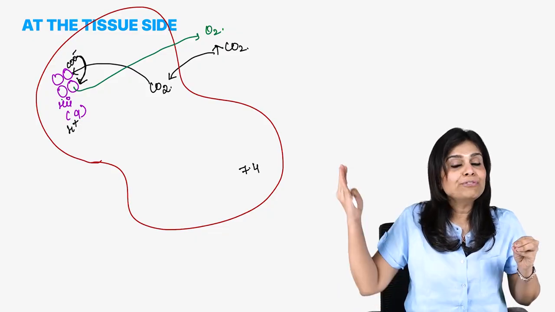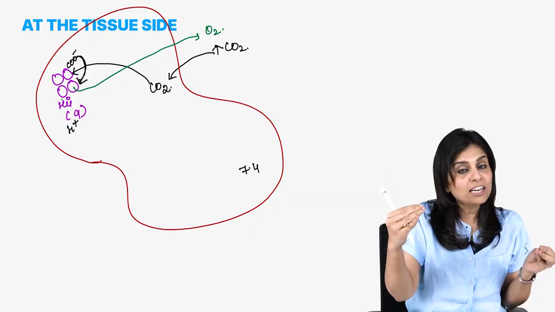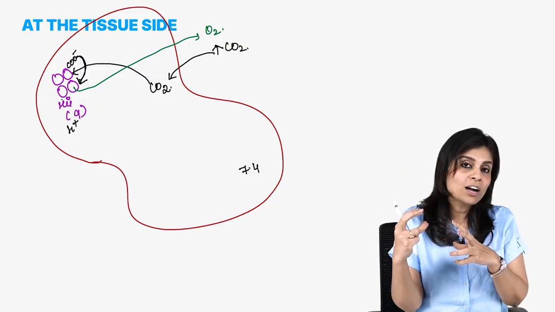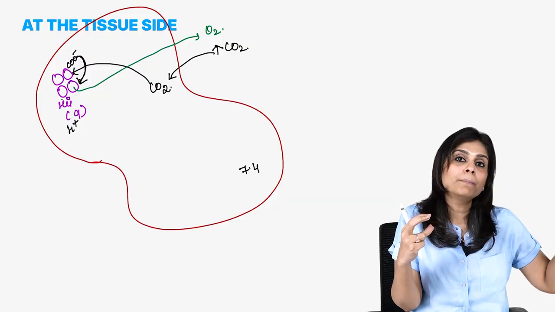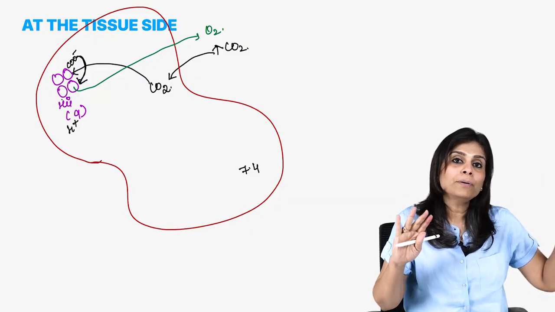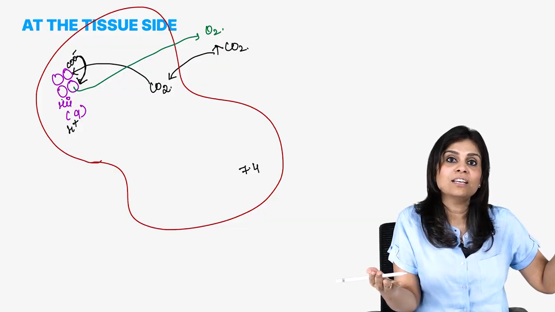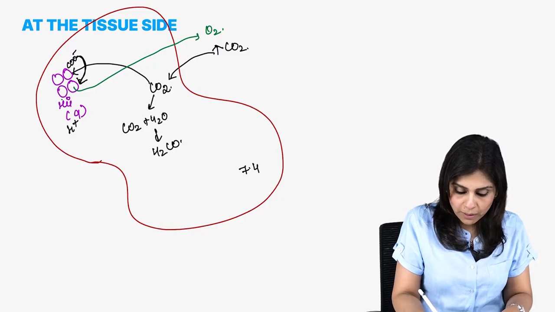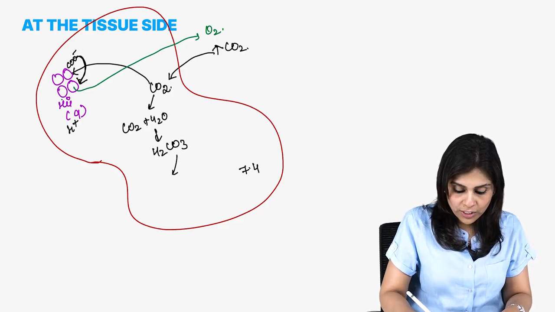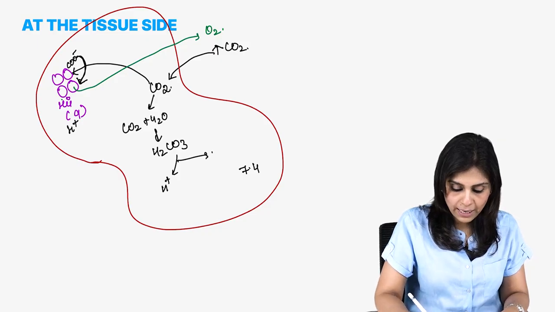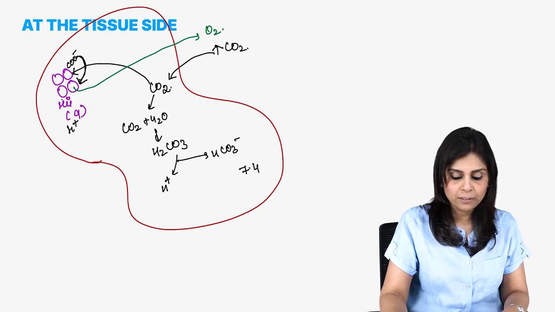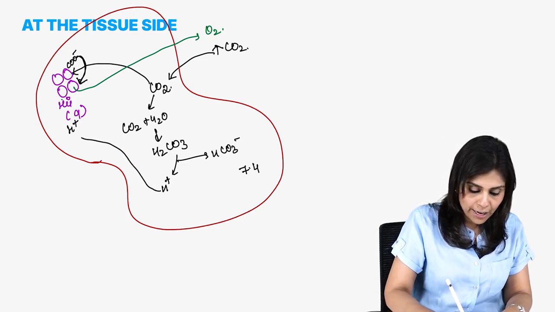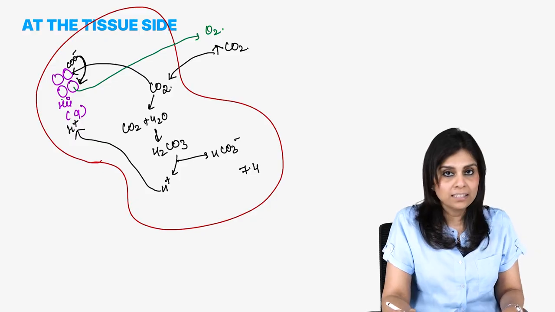I told you after carbon dioxide diffuses into RBCs, only very few carbon dioxide molecules form carbamino compounds. So what will happen to the majority of carbon dioxide molecules? Most of these carbon dioxide molecules react with water to form H2CO3. That H2CO3 dissociates to form H+ and bicarbonate. It is these H+ ions which are accepted by histidine.